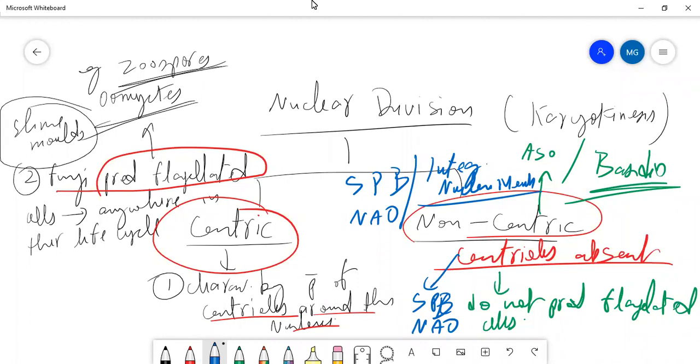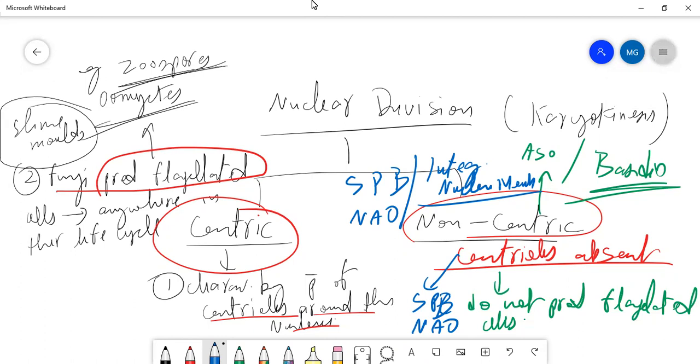Okay, but centrioles are absent. So they have SPBs and NAO, which take care of the centrioles. So this classification should be very, very important. Centric: flagellated cells. Non-centric: no flagellated cells in the life cycle.